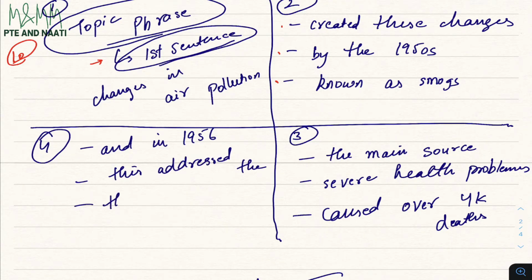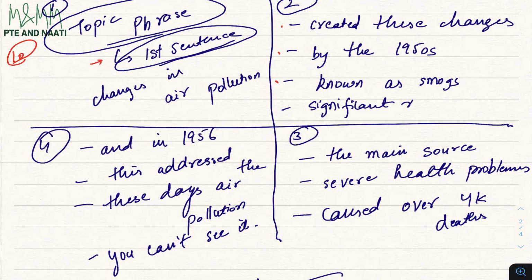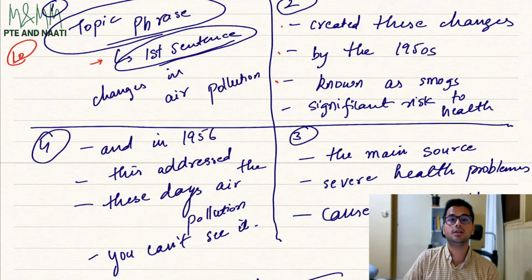However, as you know, these days air pollution is still a big issue. The main difference between now and the 1950s is that you can't see it, it's invisible. Also, the main source of pollution now is from cars and lorries, and although these don't produce visible signs, this air pollution is still a significant risk to health. And one of the key factors in the rise of this type of pollution is that we have all become much more vehicle dependent.